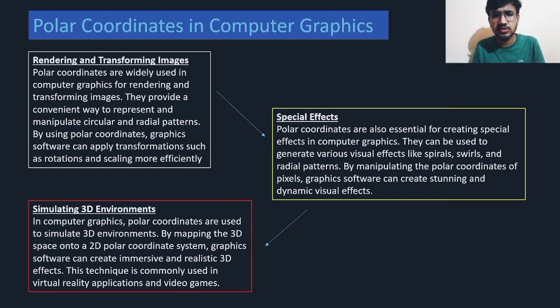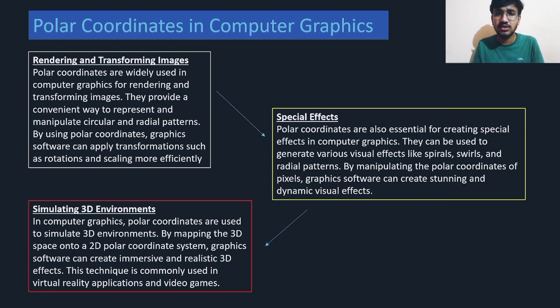Special effects. Special effects are something you would have seen in some games, movies, and so on. Polar coordinates are also essential for creating special effects in computer graphics. They can be used to generate various visual effects like spirals and radial patterns. By manipulating the polar coordinates of pixels, graphic software can create stunning and dynamic visual effects.